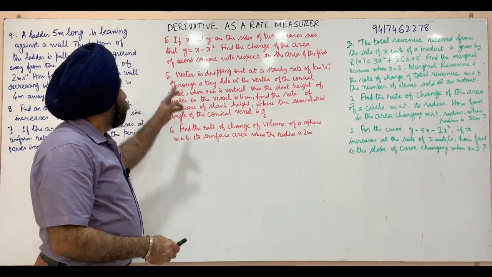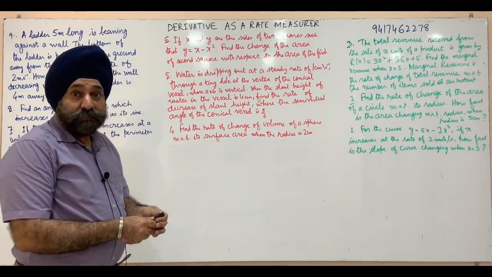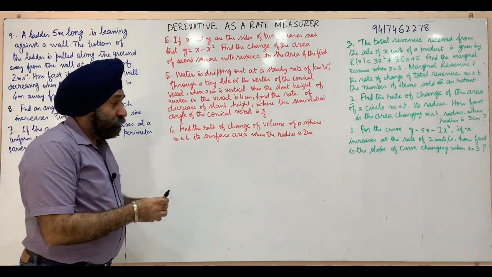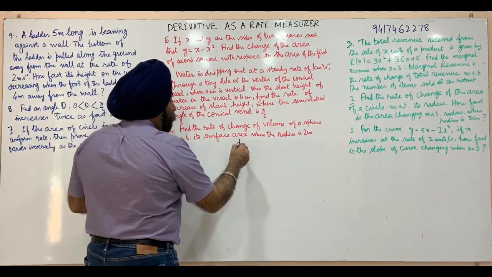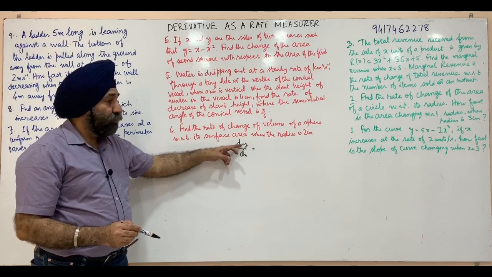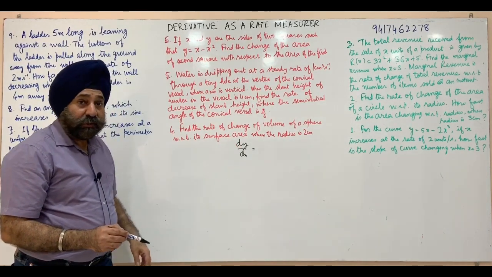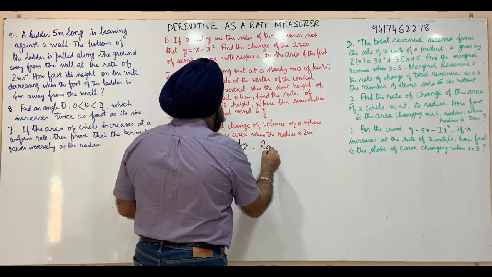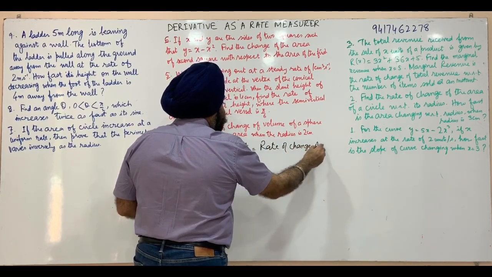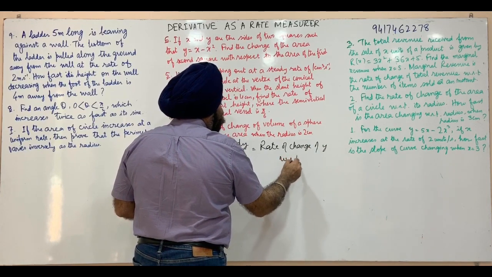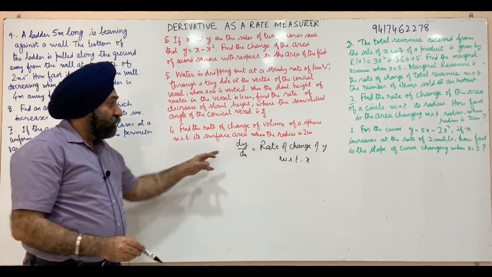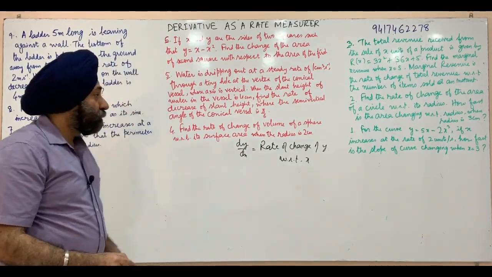Today we'll study derivative as a rate measure. This is the second application of derivatives. What is the meaning of derivative here? dy by dx represents the rate of change of quantity y with respect to x. This is also written as the instantaneous rate of change of y with respect to x.